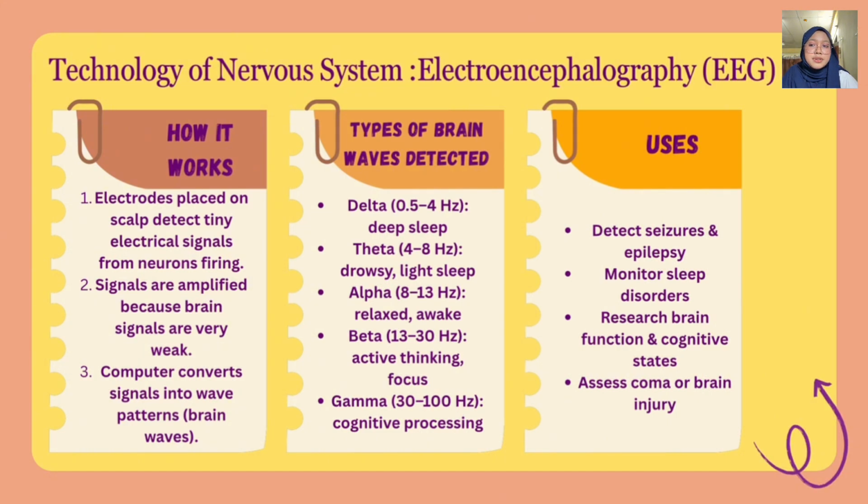So there are several types of brain waves, as you can see here. The first one is the delta waves, which occur during deep sleep. Then we have the theta waves that are associated with drowsiness and light sleep. The third one is the alpha waves that appear when a person is relaxed but awake. After that, the beta waves that are linked to active thinking and focus. And the last one is the gamma waves that are associated with higher cognitive processing.